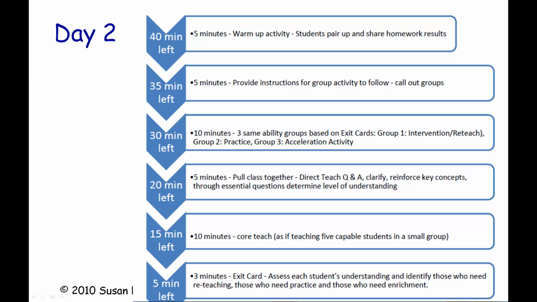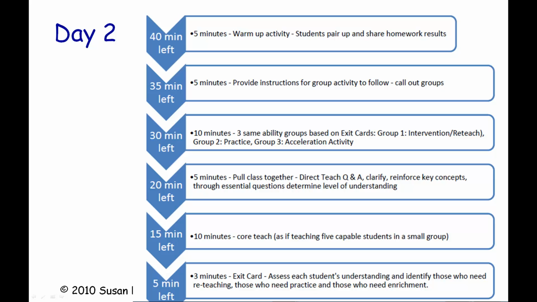You've got 35 minutes left, right? Because you're only going to let that go on for 5 minutes. You take 5 minutes and you provide the instructions for the groups to get into what will now be their same ability groups. Now, we don't call out the groups and say, those of you who got everything wrong yesterday, go over here. Those of you who got it right, go over there. The geniuses in the class, you're coming over here. Please don't do anything like that.